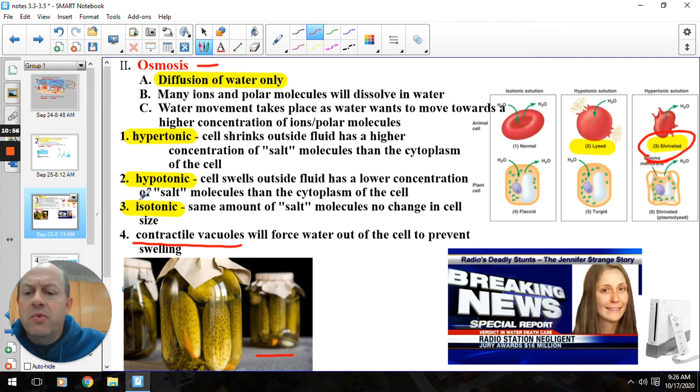So what we're shooting for usually is isotonic. We like that same outside-inside environment, and therefore water is not going in too much or leaving the cell too much, but it would stay more at an equilibrium.